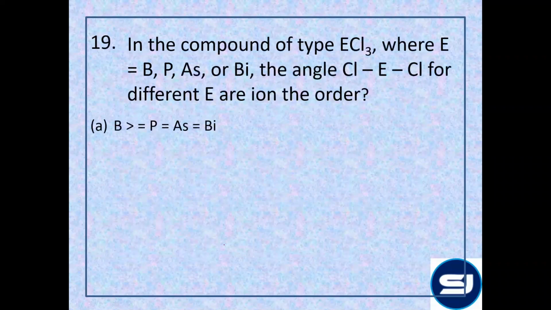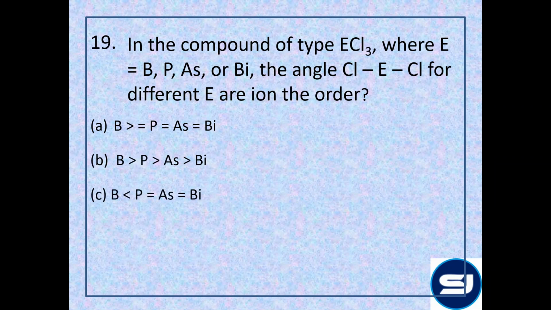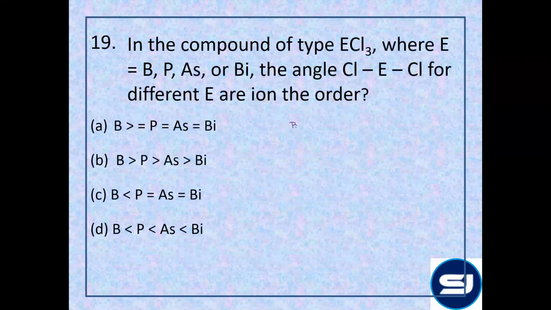In the compound of type ECl3, where E is boron, phosphorus, arsenic or bismuth, the angle Cl-E-Cl, meaning the bond angle, for the different elements is in the order. So tell me, how would you compare the bond angle for BCl3, PCl3, AsCl3 and BiCl3? What will you think?